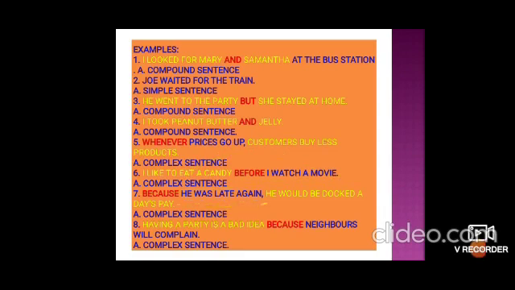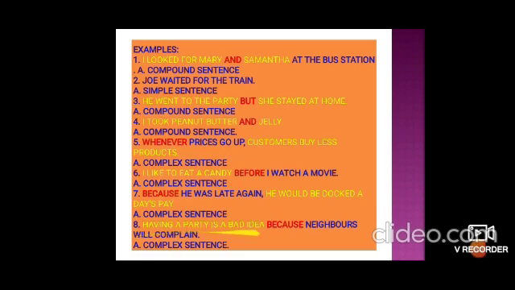If he was late again, he would be docked a day's pay. So this sentence makes a meaning. He would be docked a day's pay, but he was late again needs something. Why would he be docked a day's pay? Because he was late again. So this is a dependent clause, so the sentence is complex.